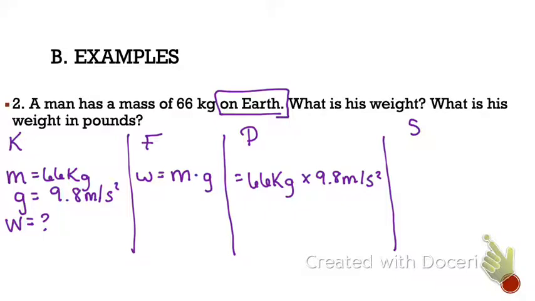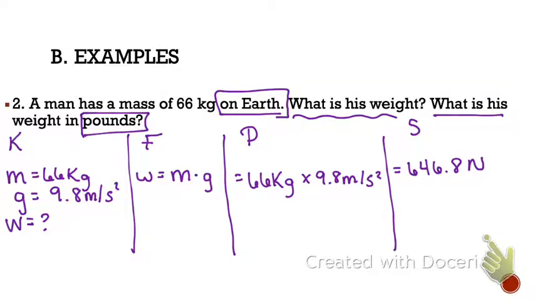The only change from example 1 to 2 is the mass of the individual we were talking about. Otherwise, everything else is the same. So we get an answer of 646.8. Again, we get a kilogram meter per second squared, which really means a newton. Again, this isn't pounds. So it asks for two things. It asks what is his weight, and then it asks what is his weight in pounds.